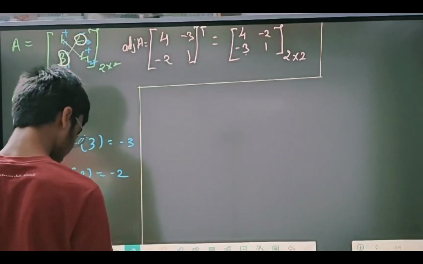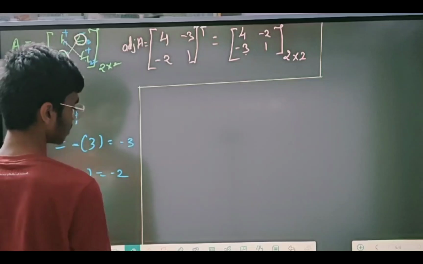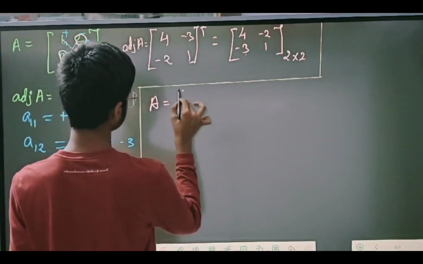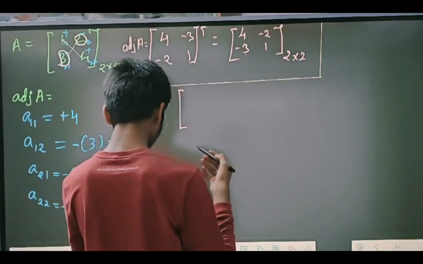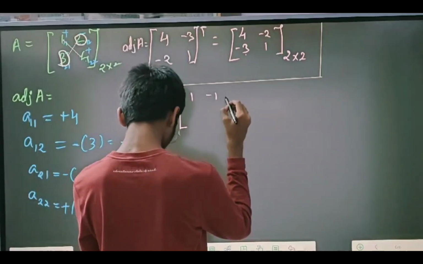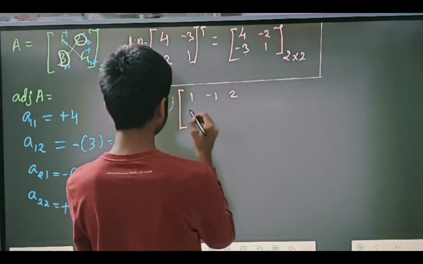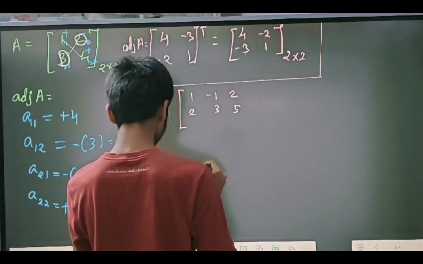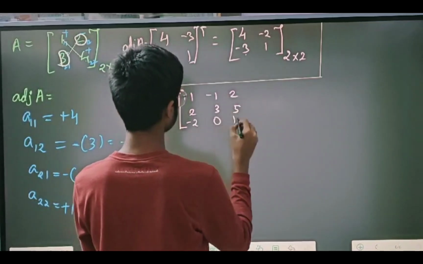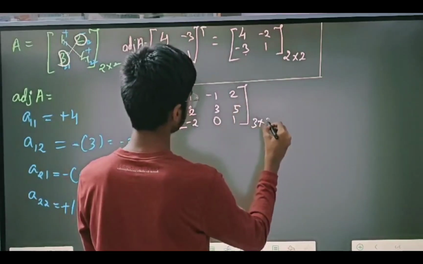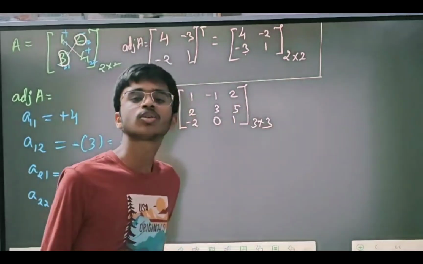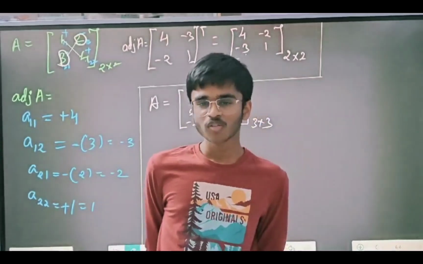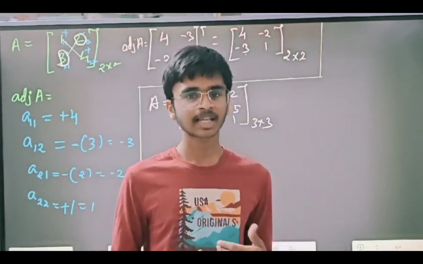So I'm going to consider this matrix: 1, minus 1 and 2, 2, 3, 5, minus 2, 0, 1, a 3 into 3. So how is its adjoint going to be? How is the adjoint going to be? We have to first find the cofactor of every element as said.